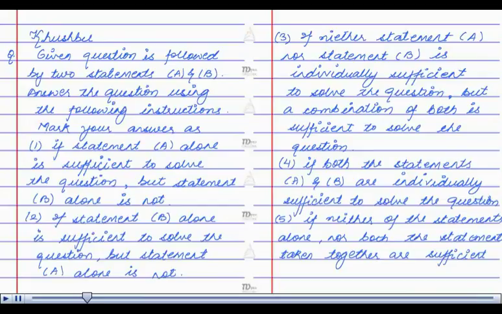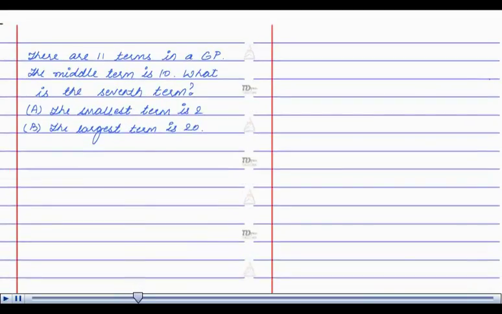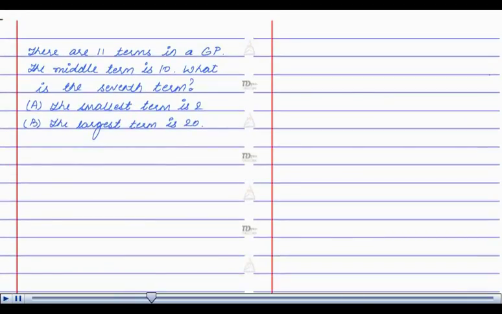Answer the question using the following instructions. A set of 5 instructions has been given, which is followed by the question. There are 11 terms in a GP. The middle term is 10. What is the 7th term?